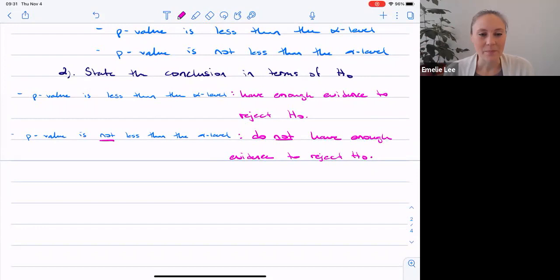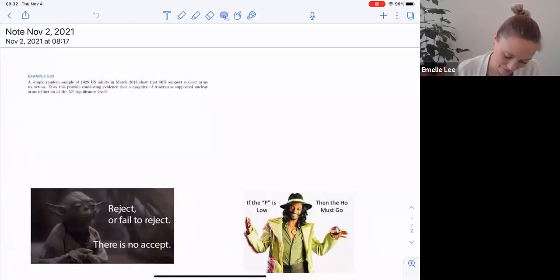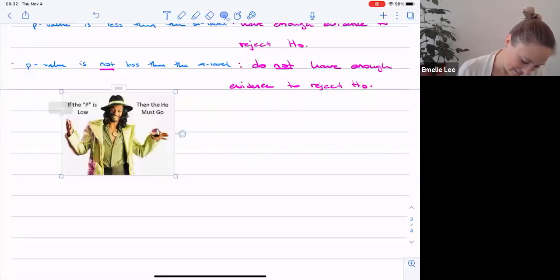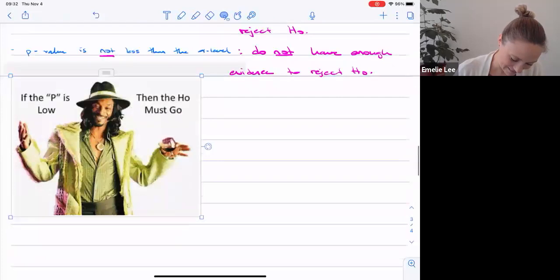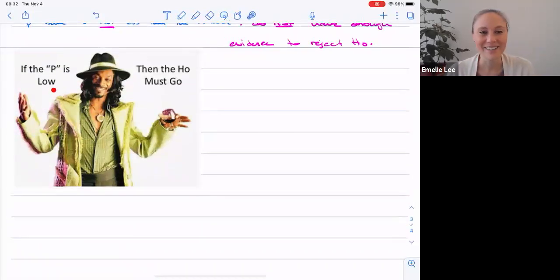Okay, so that's hard to remember. And I've got this admittedly borderline, but very helpful meme. Snoop is going to help us out. So if the p is low, so if the p-value is low, then the null hypothesis must go.